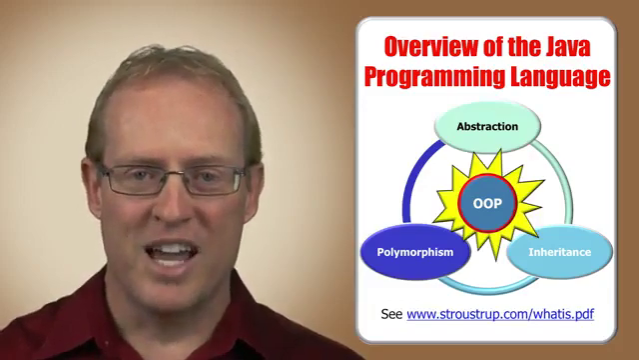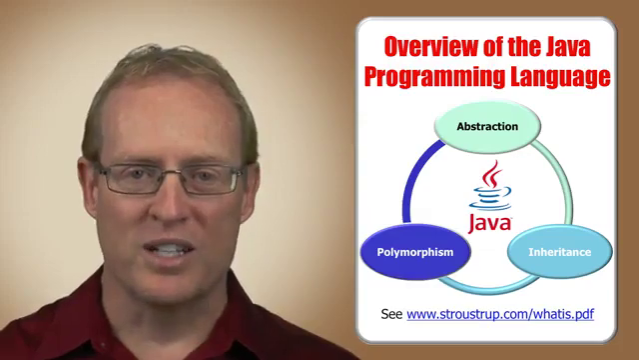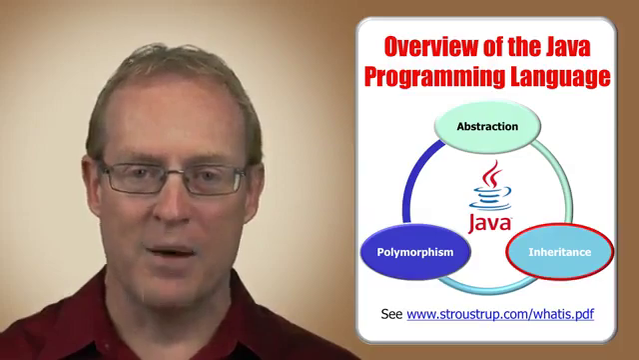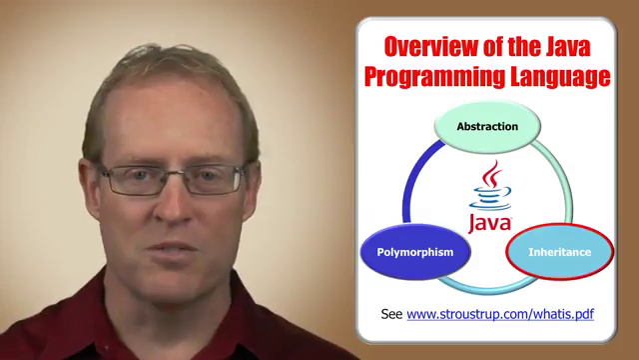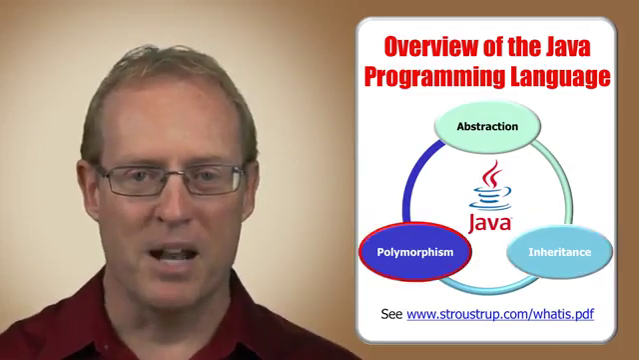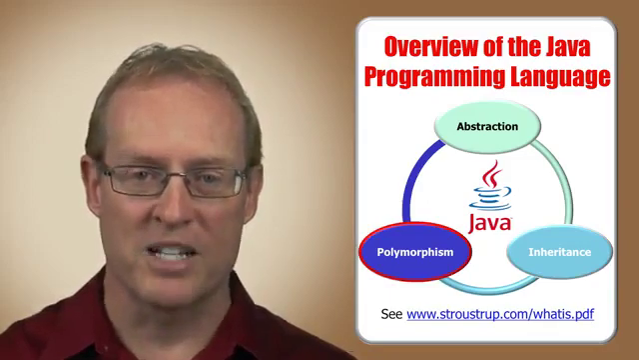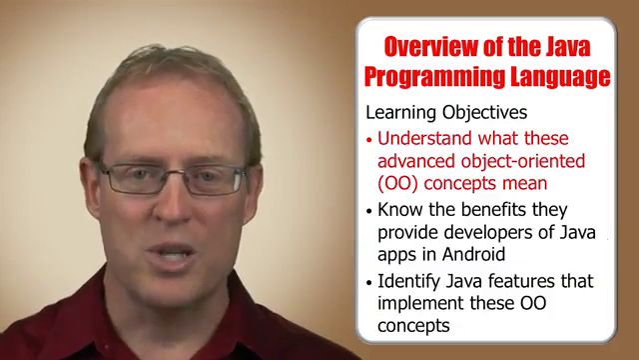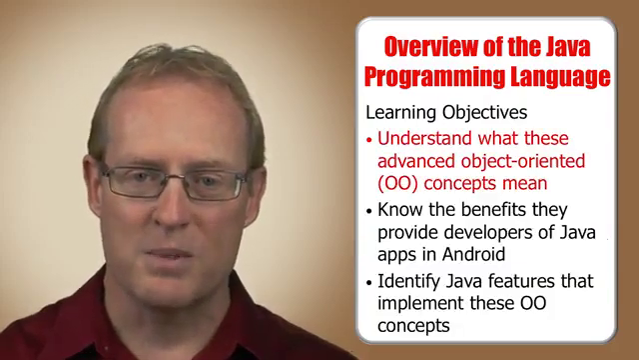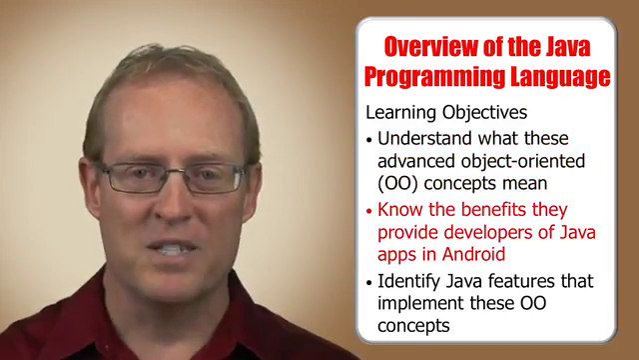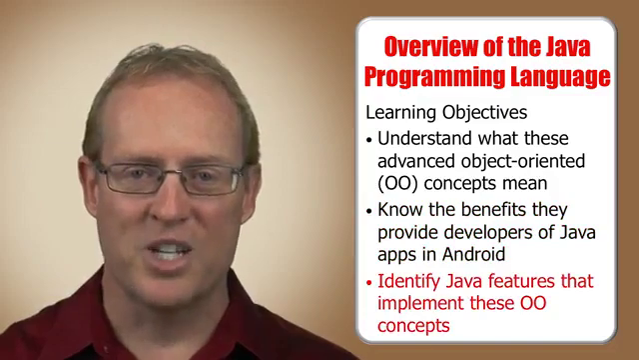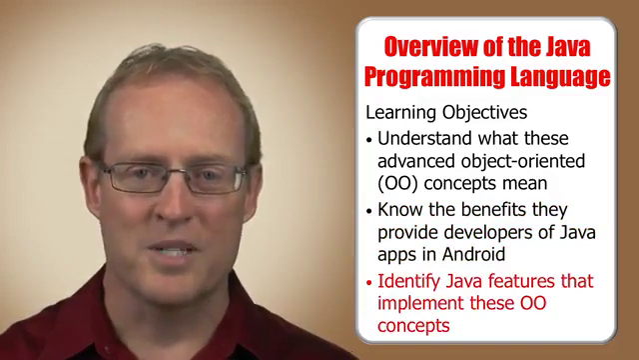In particular, Java supports more advanced object-oriented concepts, including inheritance, which enhances code reuse by allowing a class to receive methods and fields defined by another class, and polymorphism, which enables transparent customization of the methods inherited from an existing class. After completing this part of the lesson, you'll understand what these advanced object-oriented concepts mean, know the benefits they provide developers of Java apps and Android, and be able to identify Java features that implement these concepts.